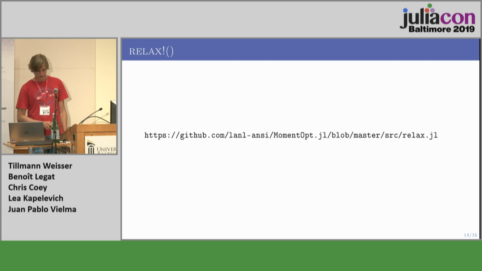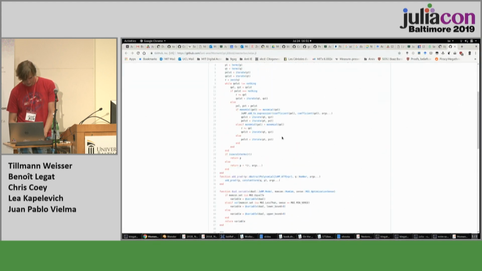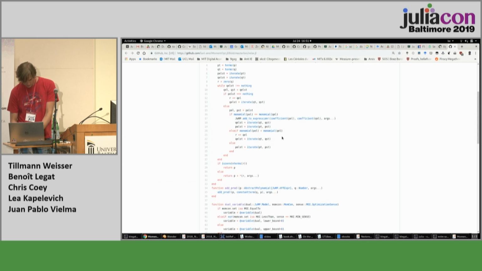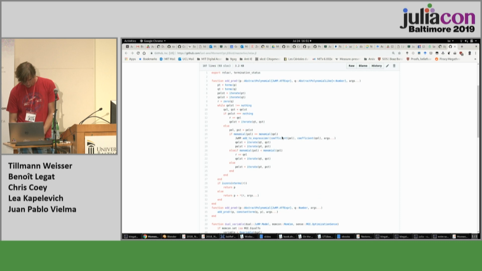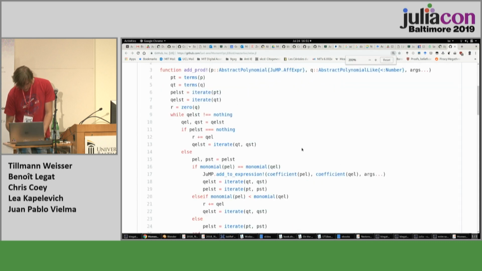And this function is actually here. I hope this works. How do I zoom? It's kind of slow. It's okay. Is it readable?